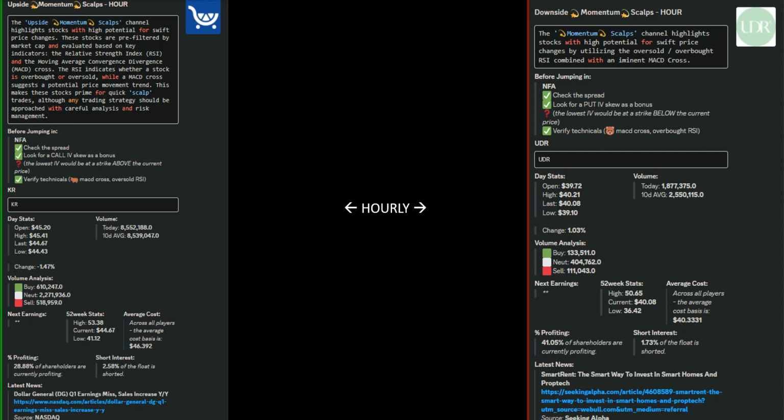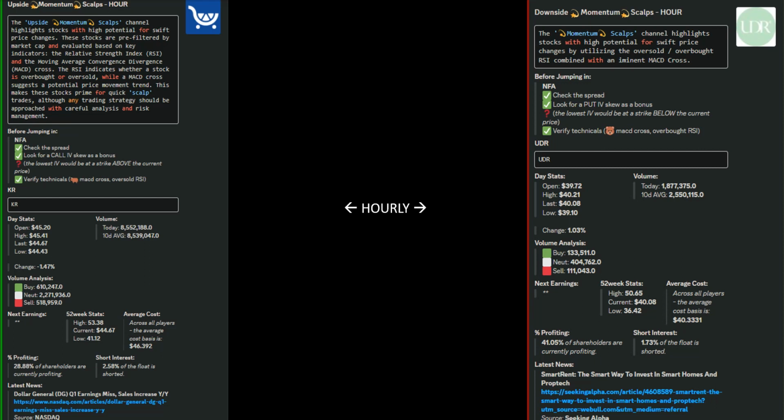And then on the left-hand side, your bullish momentum scalps on the hour are going to have an oversold RSI or near oversold. It doesn't have to be oversold. You just want it to be near oversold. And then an imminent MACD cross to the upside, or from red to green.